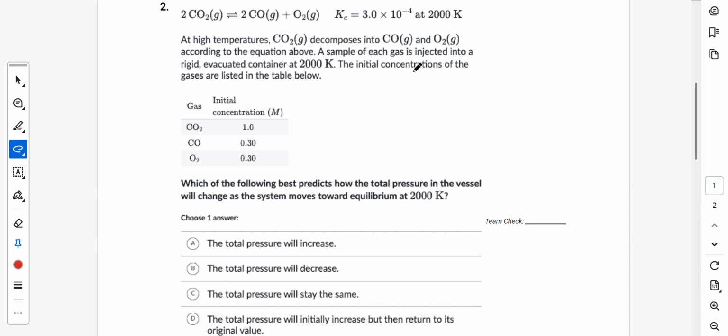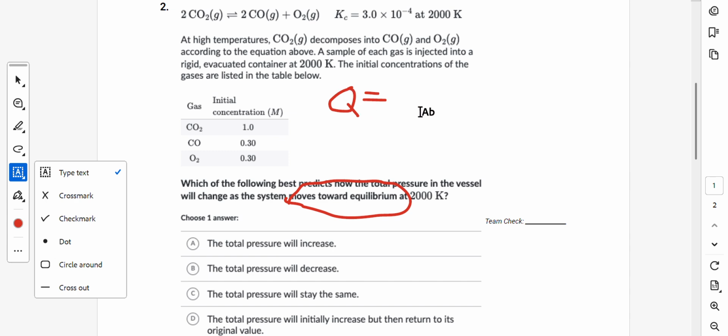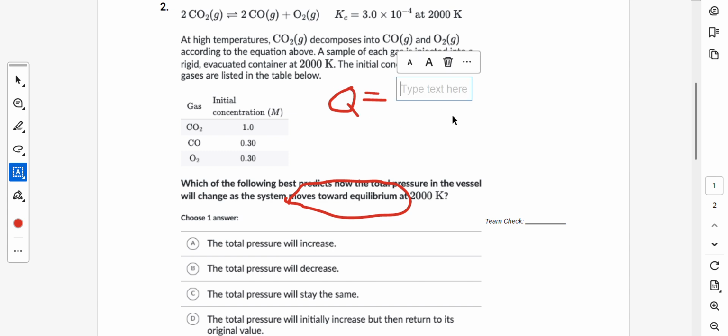I am just going to do a simple Q calculation with what they've given me. Which of the following best predicts how the total pressure in the vessel will change as the system moves toward equilibrium? Because we're moving toward equilibrium, this has to be a Q calculation, which is products over reactants. Let me see, I'll just cheat and start typing in here.